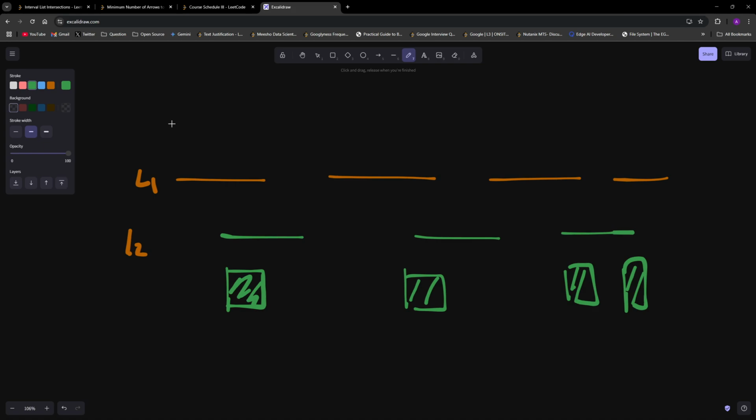So as I said, we will use a two-pointer based approach. We will keep one pointer over here. We will keep one pointer over here. And then we will need to check if there is any overlapping happening. How will you check the overlapping which is happening? Again, we will use the same logic which we have been using up till now.